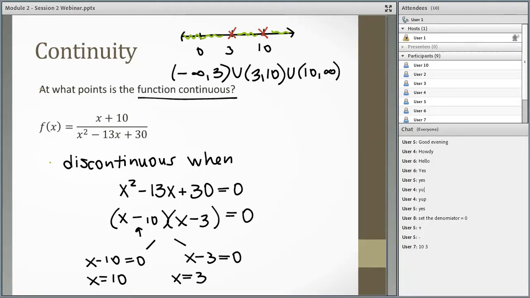The only place that there's any discontinuity would be at 3 and 10. So it's continuous otherwise. And they all get parentheses because infinities always get parentheses, and 3 and 10 can't be included, so they would get parentheses.